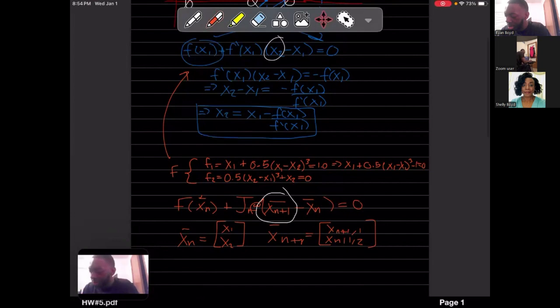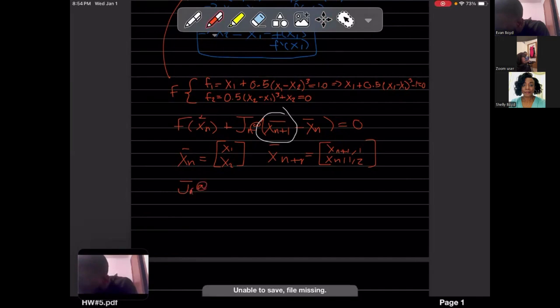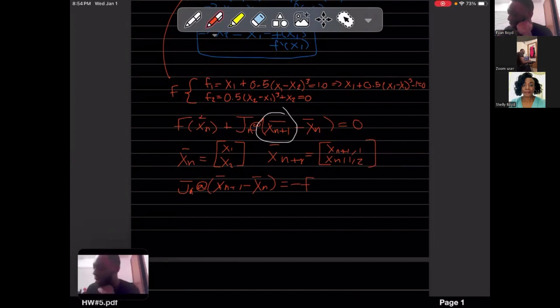So how we can do this is, first, of course, move our f of xn to the opposite side. So this will be our Jacobian of n at xn plus 1 vector minus xn vector is equal to negative of the two functions at the xn vector.